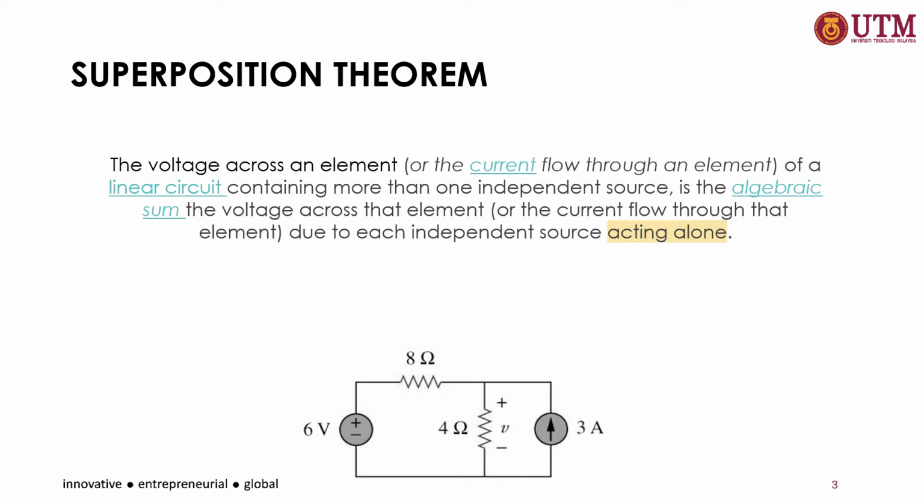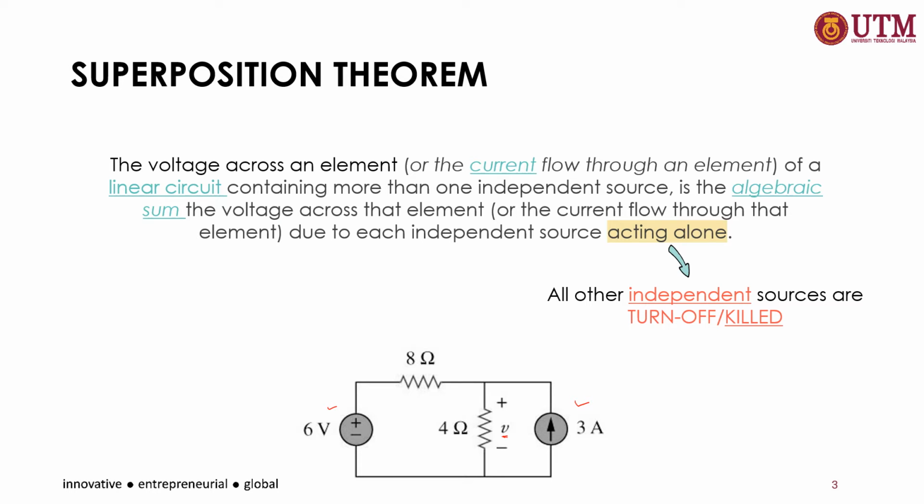The voltage across an element, which is referring to this, or the current flow through an element of a linear circuit containing more than one independent source, which is like this, we have a voltage source, we have a current source, is the algebraic sum of the voltage across that element or the current flow through that element due to each independent source acting alone.